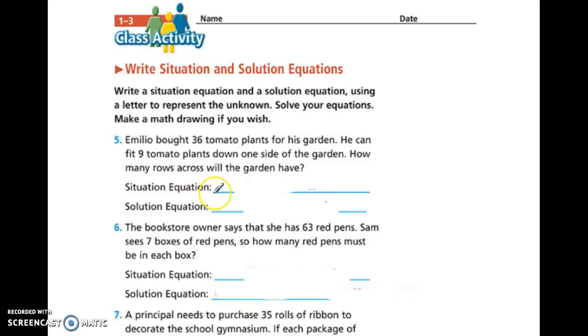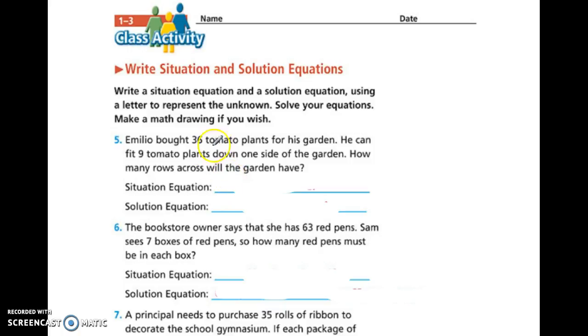I'm going to have you do some of this one on your own. It says Amelia bought 36 tomato plants for his garden. He can fit 9 tomato plants down one side of the garden. How many rows across will the garden have? All right, so I want you to go ahead and try to write, not solve, try to write the situation equation for this problem. Okay, so go ahead and try to write the situation equation and we'll see how you did.